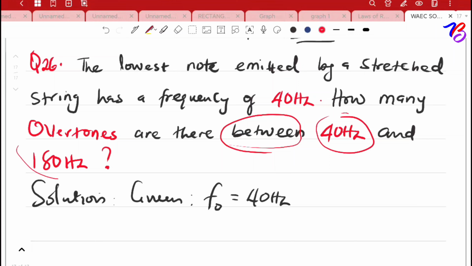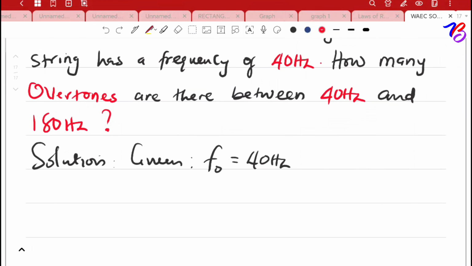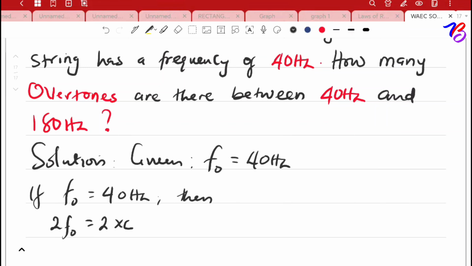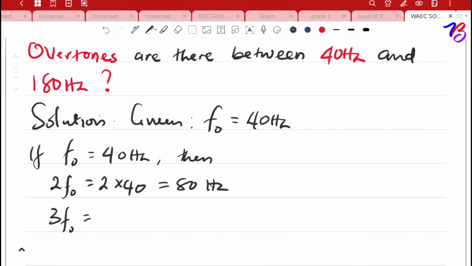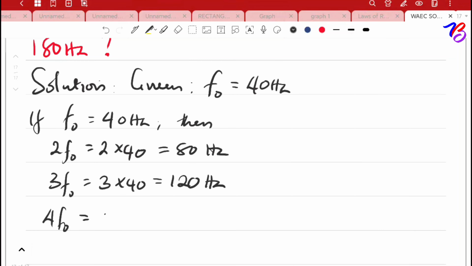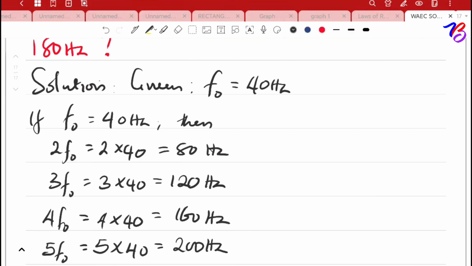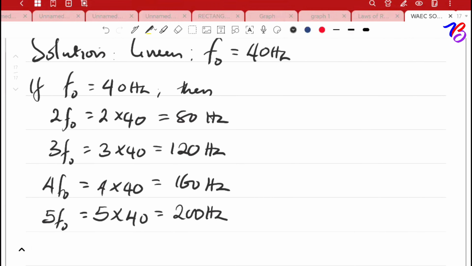I hope you are following. The values between 40 and 180 are our target. So let's begin solving properly. If our F0 is equal to 40 hertz, then 2F0 will equal 2 multiplied by 40, which gives you 80 hertz. 3F0, that is the method, is 3 multiplied by 40, equal to 120 hertz. Then 4F0 is 4 multiplying 40, which gives you 160 hertz. 5F0 is 40 multiplying 5, equal to 200 hertz. From here we can decide to solve further or stop because the target is 180.